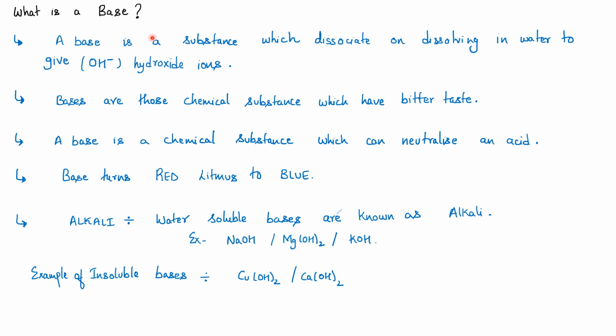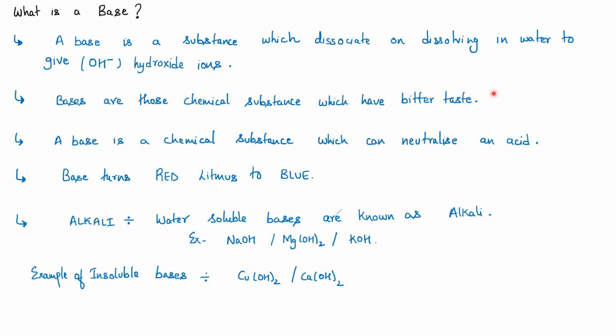So students, first of all, you need to know what a base is. A base is a chemical substance which dissociates on dissolving in water to give OH minus ions. OH minus ions are also known as hydroxide ions. So a base will dissociate in its aqueous solution to give hydroxide ions. Just like acids were giving H plus ions, bases give OH minus ions. So this is the proper definition of a base: a base is a substance which dissociates on dissolving in water to give hydroxide ions. Hydroxide ion means OH minus ion.